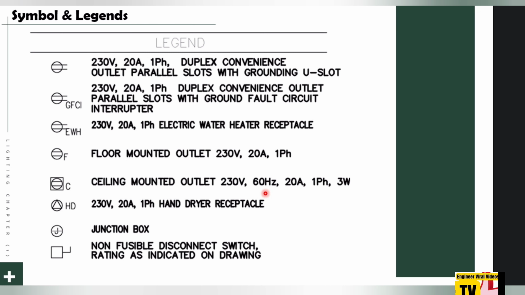Finally, these are the most common symbols used in the power layout. See here, this symbol refers to a duplex outlet 230 volt 20 ampere one phase, or I can mention here this is 13 ampere. Also this is a duplex outlet with ground fault circuit interrupter, and here this receptacle is for a water heater, and also this is a floor box or floor mounted outlet.